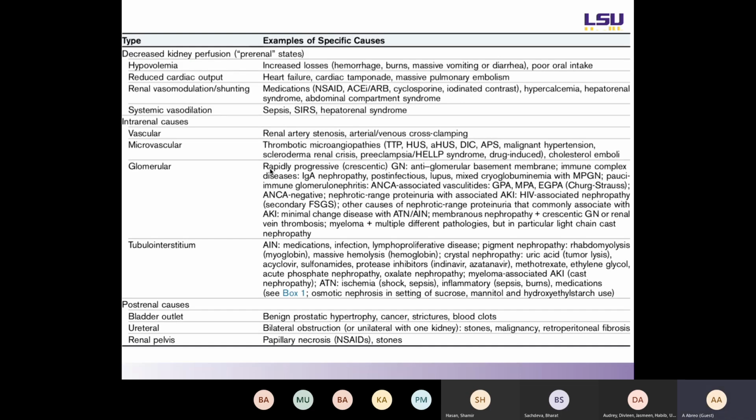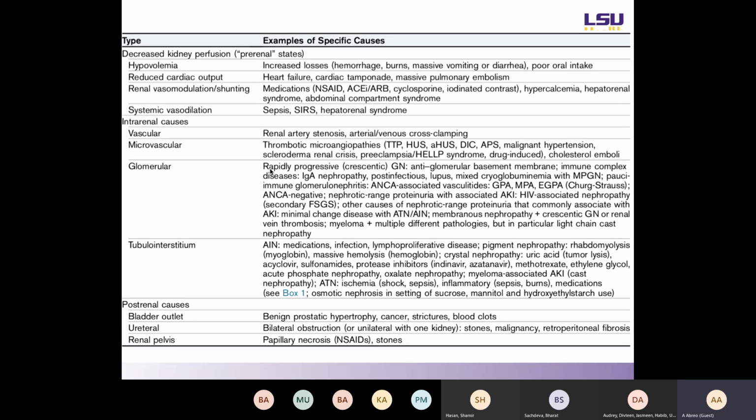So AKI is a huge topic. I mean, I could literally spend a week talking about each of these disorders, but it always comes down to the big three categories that you learn in medical school that every medical student can recite: pre-renal, intrarenal, post-renal causes. And really that holds true even at our level. That's what we're thinking of in terms of what's going on.